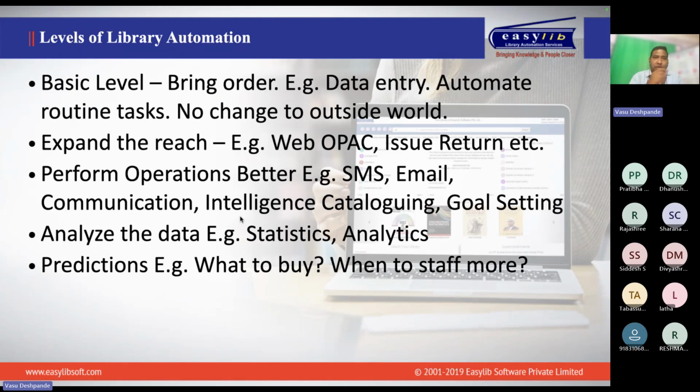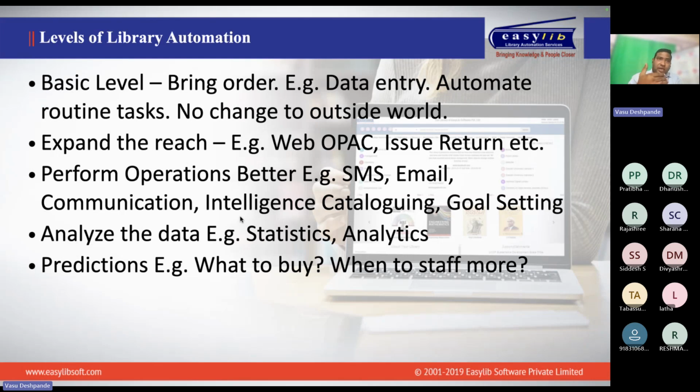Basically, there are levels of library automation. The basic level is you do the data entry, some routine tasks. Many software can do that, but the real advantage of Easylib comes in when you can utilize the software to attract more and more students and make Dr. Ranganathan's laws a reality. So, things like: is everybody getting the books that they want? Is every book being utilized? That kind of analysis is possible in Easylib.